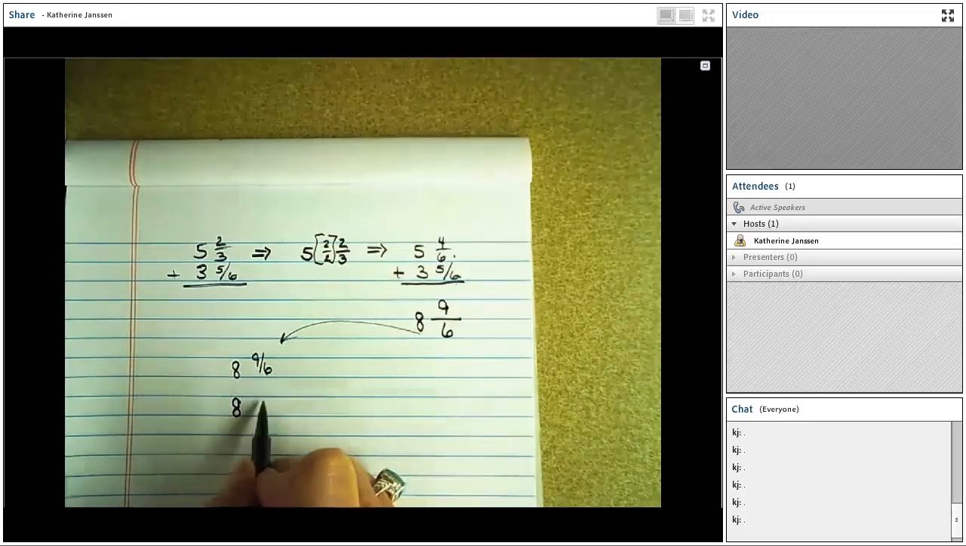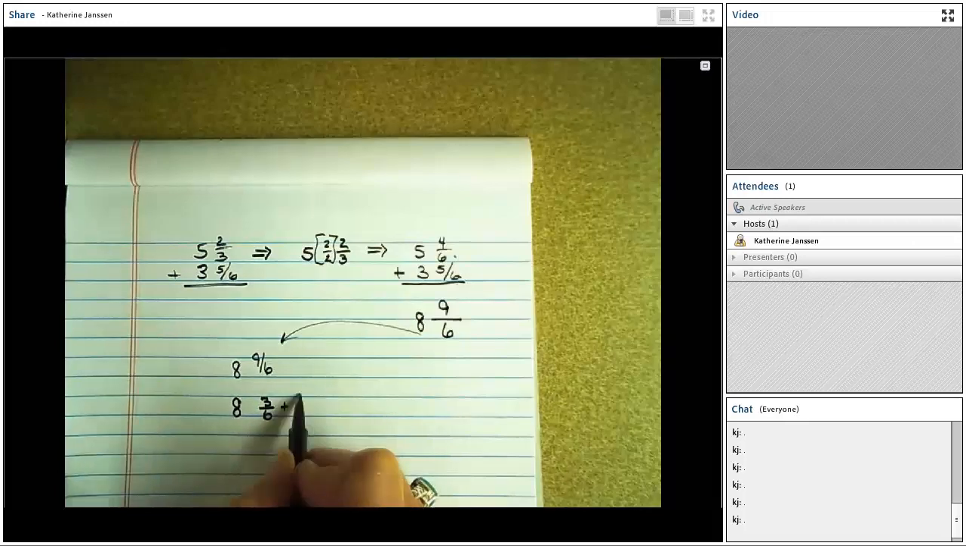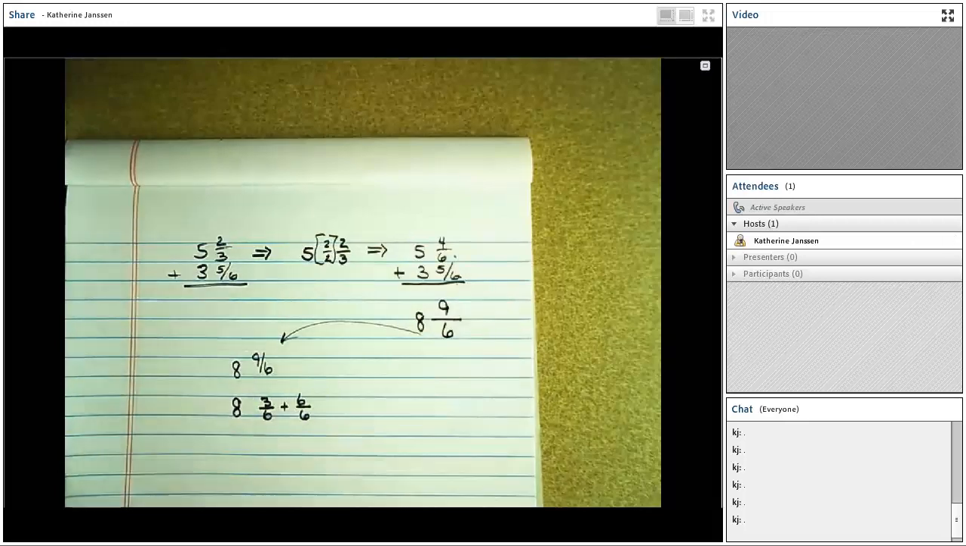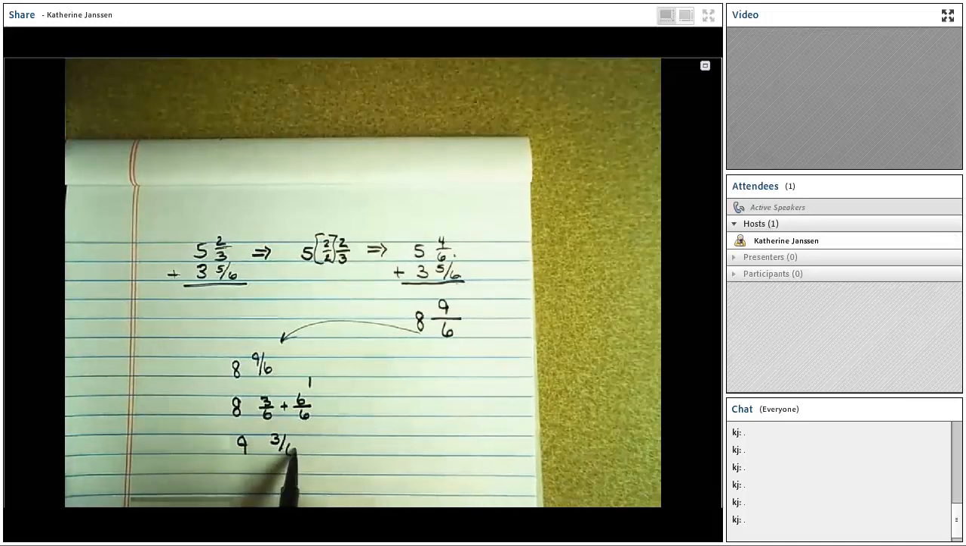8 plus 3/6 plus 6/6. 3 plus 6 is 9 all over 6. So I just broke 9/6 into however many whole parts of 6 I have, plus its fractional part. Now 6/6 is really another name for 1. So 1 plus 8 would be 9, and I still have the fractional part 3/6.